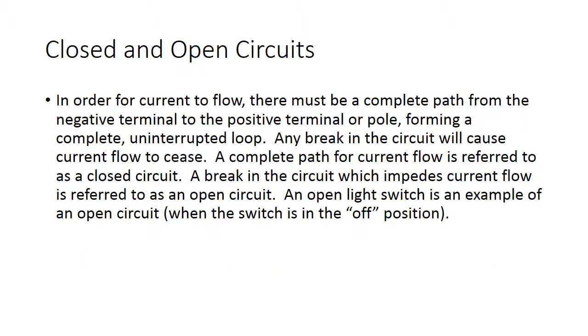Okay. Closed and open circuits. And another thing that we talked about at the end of the last video, so this is still kind of just review. In order for current to flow, there must be a complete path from the negative to the positive terminal or pole, basically forming a complete uninterrupted loop. So if you think of a loop of wire where there's no breaks anywhere in the loop, that's what you actually have to have for the flow of electricity.